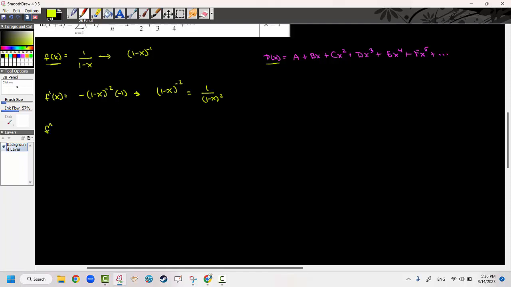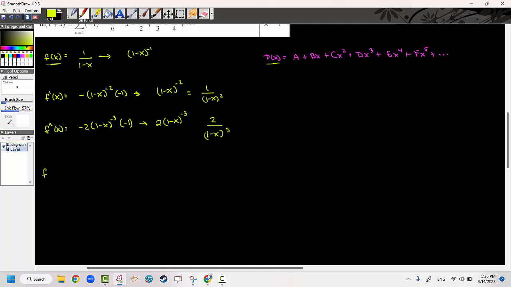So f double prime of x is going to be, I'm going to take the derivative of him because he's easier to work with. So that's going to be negative 2 times 1 minus x to the negative 3 times negative 1 for chain rule. That's going to get me 2 times 1 minus x to the negative 3, which will become 2 over 1 minus x cubed.